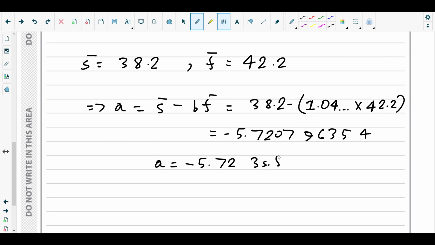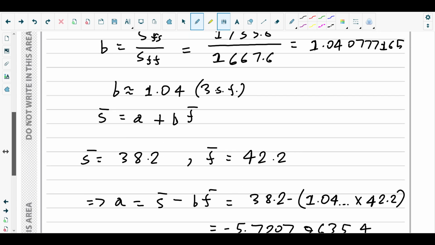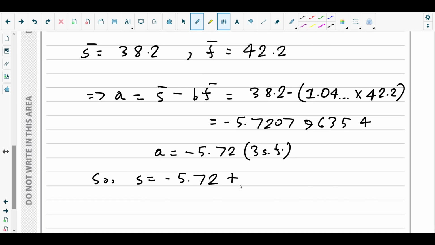Up to 3 significant figures. So the equation we got is S equals negative 5.72 plus, what's the value for b? It was 1.04, F. That's the equation. Done.